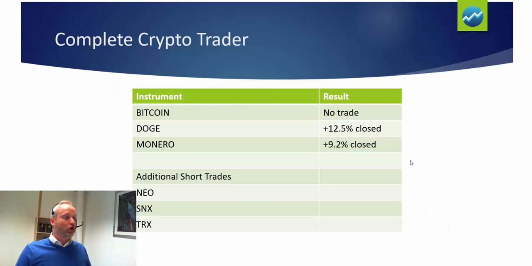And then that brings us on to cryptocurrencies for the complete crypto trader program. Now, a couple of really great trades we went through there. In fact, some really great stuff. We ended up with a no trade on Bitcoin, very much like pound dollar. Let's have a look at that in a second.